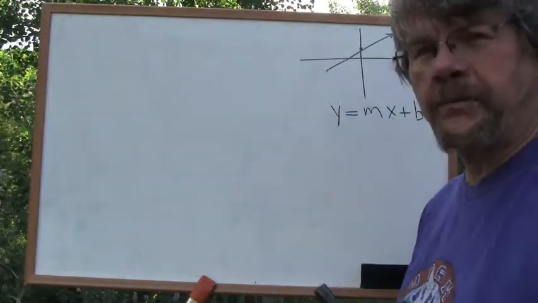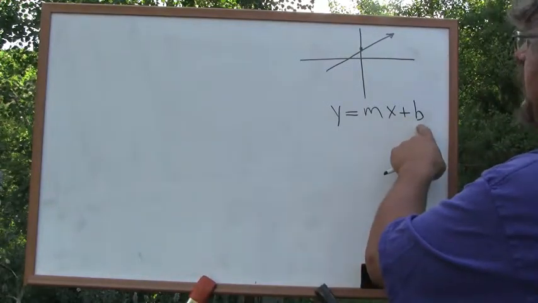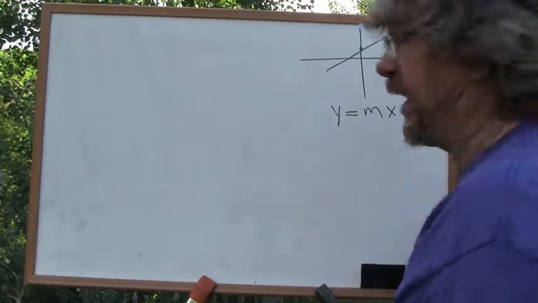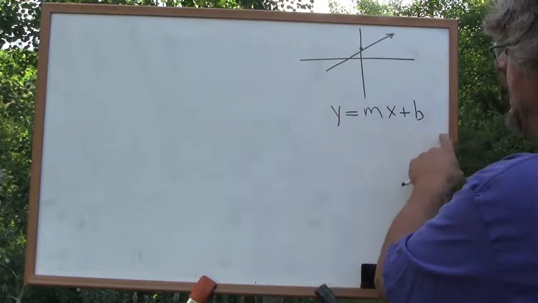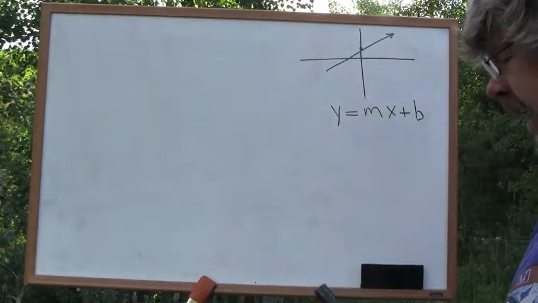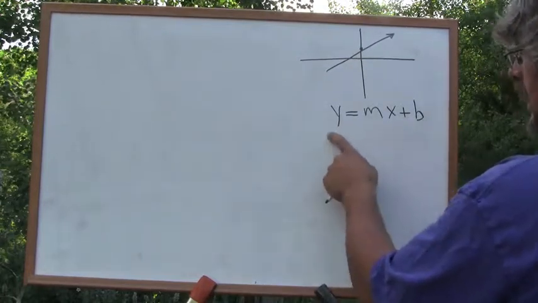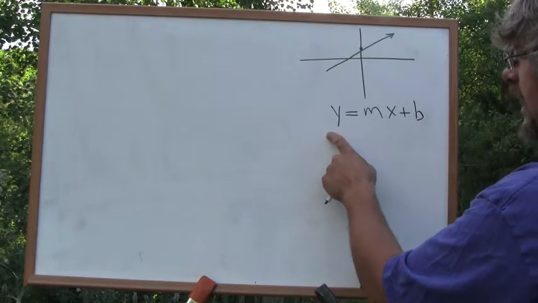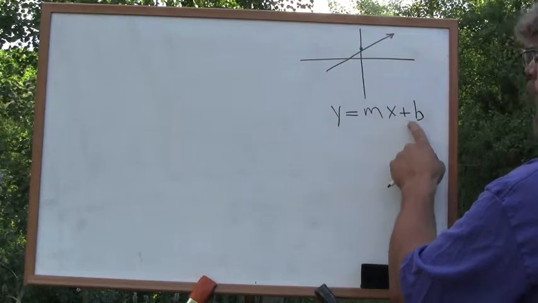Okay, now I'm going to introduce you to the equation y equals mx plus b. We'll work with this equation a lot in algebra. This is the graph of y equals mx plus b as a sample graph. What does this equation tell us? It's been solved for y. Y is isolated on this side. So y equals m times the variable x plus b.